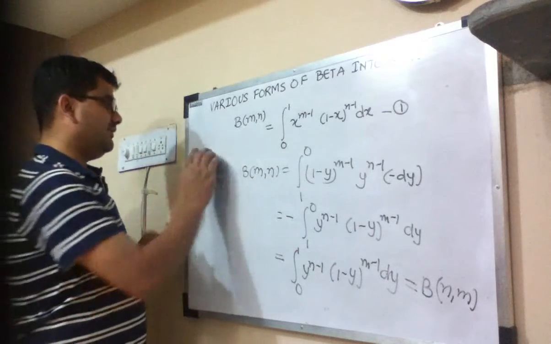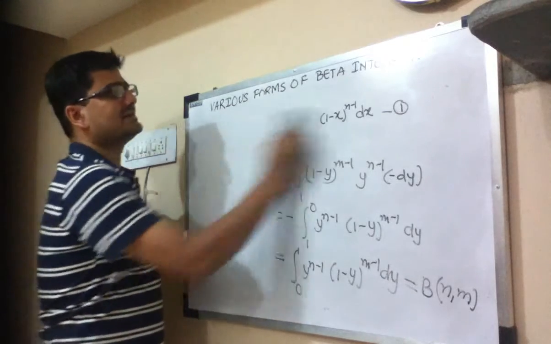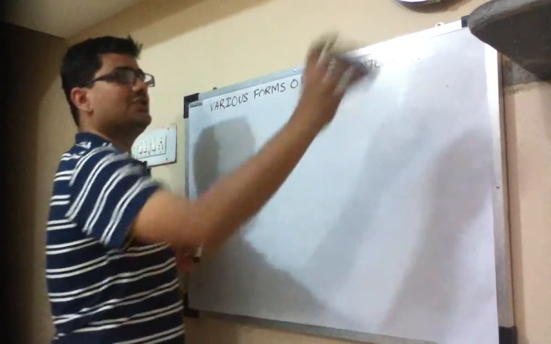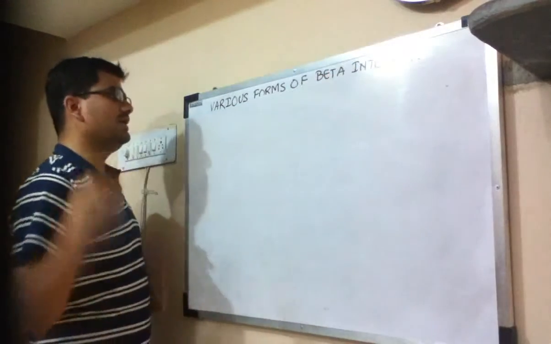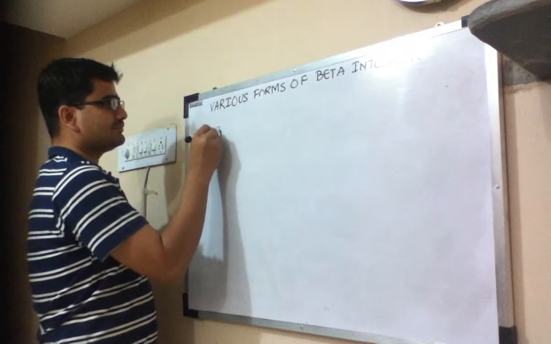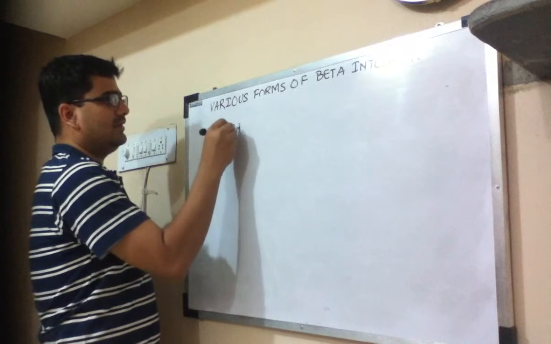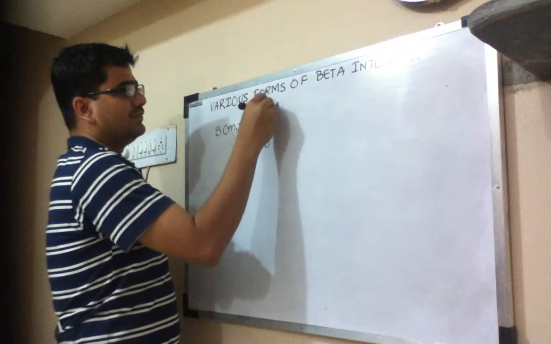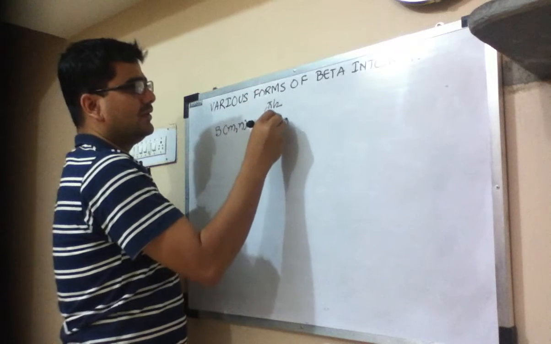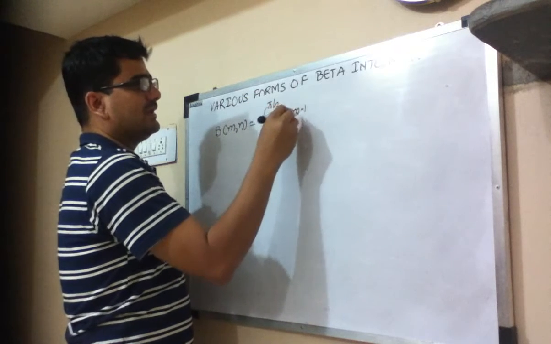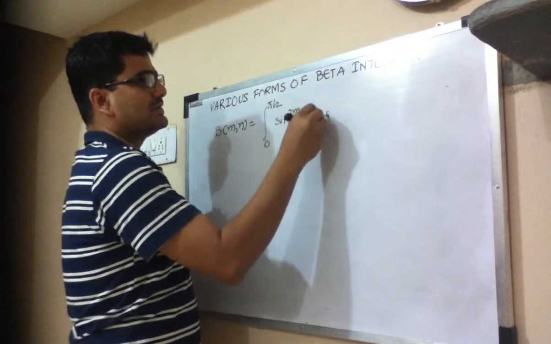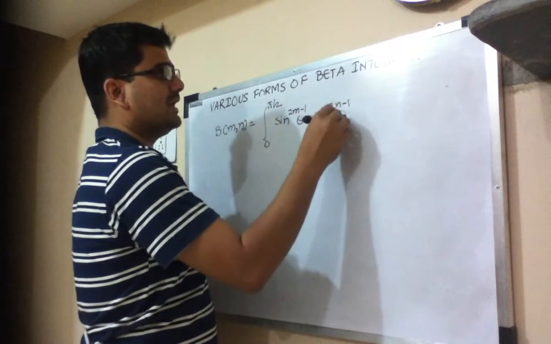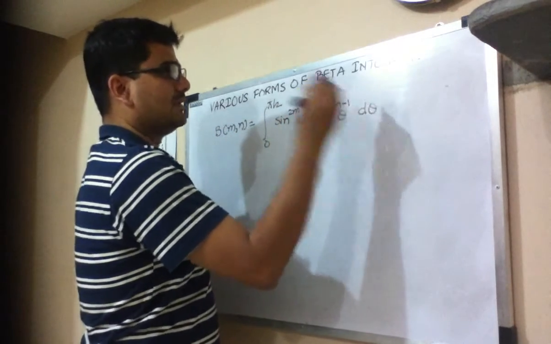Similarly, by some replacements and changing the variables, we can show that beta integral can also be written as beta(m, n) is equal to the integral from 0 to pi by 2 of sin to the power 2m minus 1 theta, cos to the power 2n minus 1 theta, d theta.